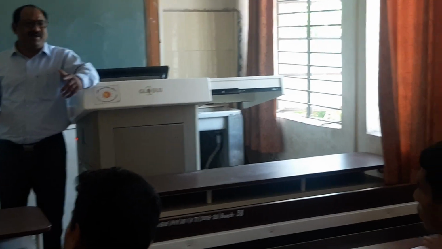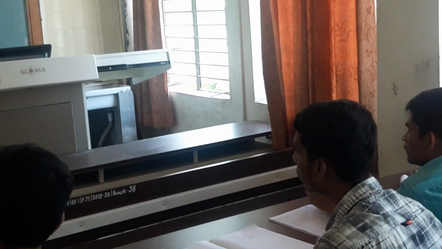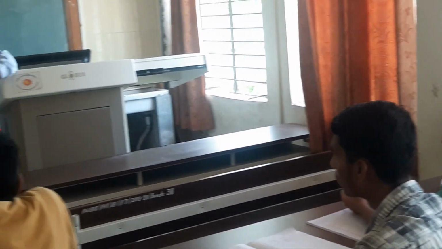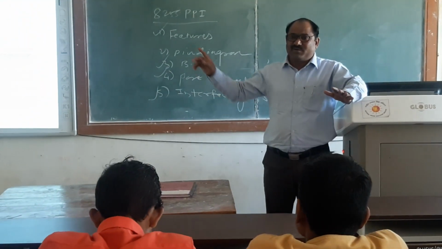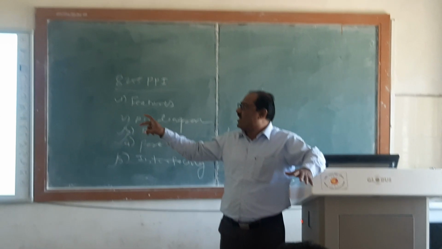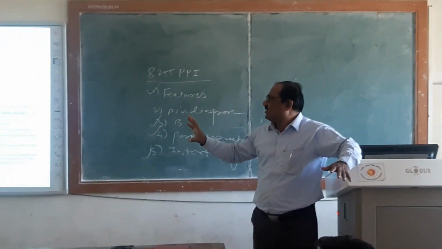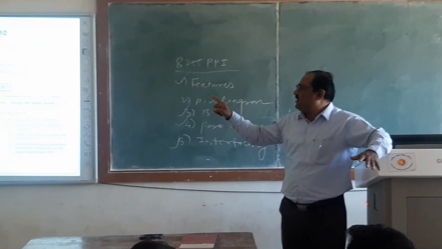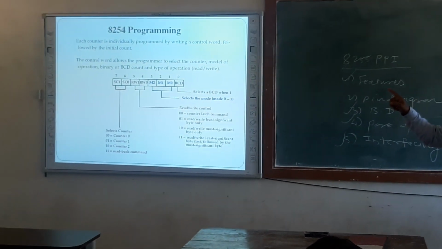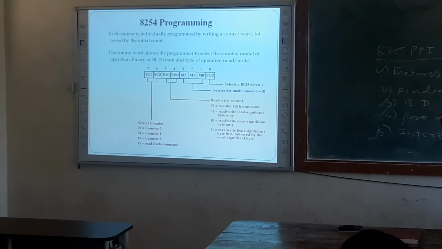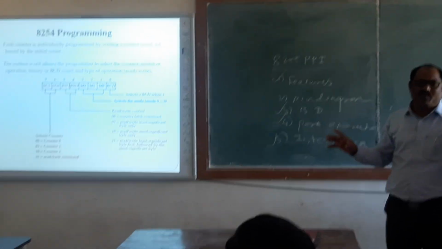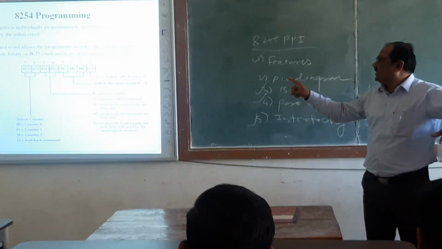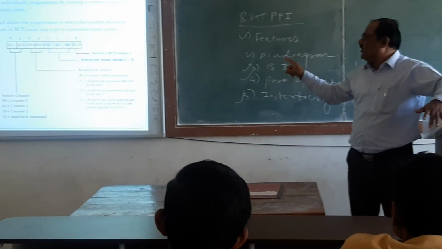Control word register means the data available on the data bus is displayed. Okay, so this is called a control word register. Then M0, M1 and M2, that is D1, D2 and D3, represent the modes. There are 6 modes. 8253 and 54 work on the 6 modes, mode 0 to mode 5.